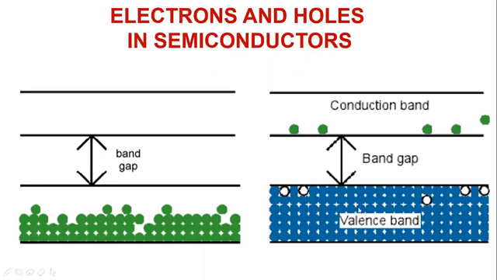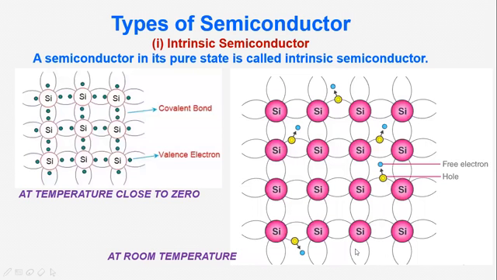You can see the holes in the figure. This is the deficiency of electron and is termed as a hole. It is considered as a seat of positive charge, having magnitude of charge equal to that of an electron. Let us study about types of semiconductors.